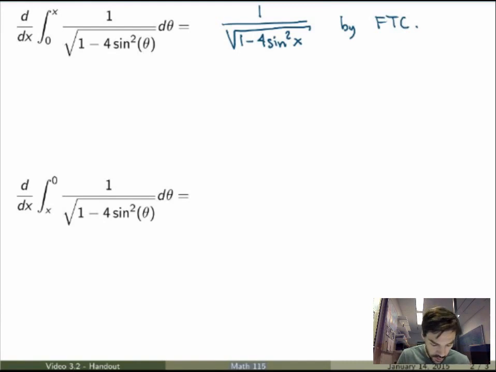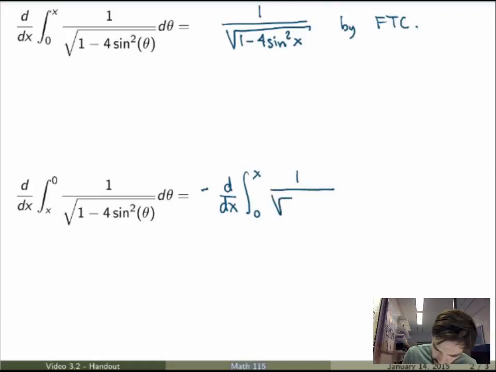So here's the next one. I'm asking you to evaluate the derivative of the exact same integral, but note that I've exchanged the endpoints. Instead of integrating from 0 to x, I'm integrating from x to 0. I cannot use FTC directly here, because FTC was for when x was the upper limit of integration. But what I can do is exchange the limits of integration. I know that the integral from x to 0 is equal to minus the integral from 0 to x. So I can rewrite that as minus d dx of the integral from 0 to x of the same expression.